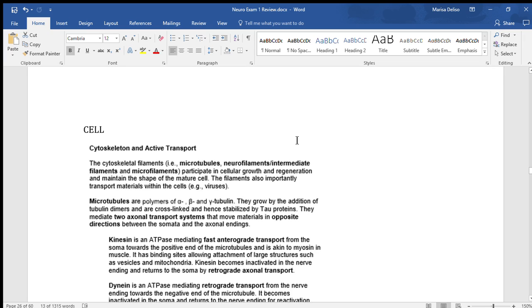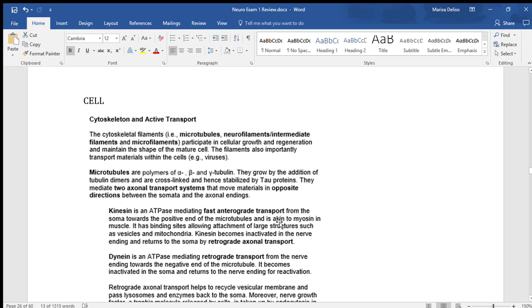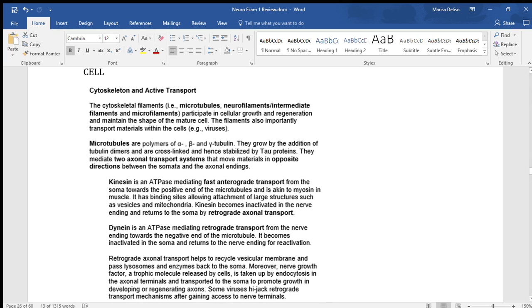Okay, so we're going to move on to cell. I'm debating if I want, no, we'll just keep this running through. Okay, so I'm probably going to move a little bit fast because there's not too much that's super testable.